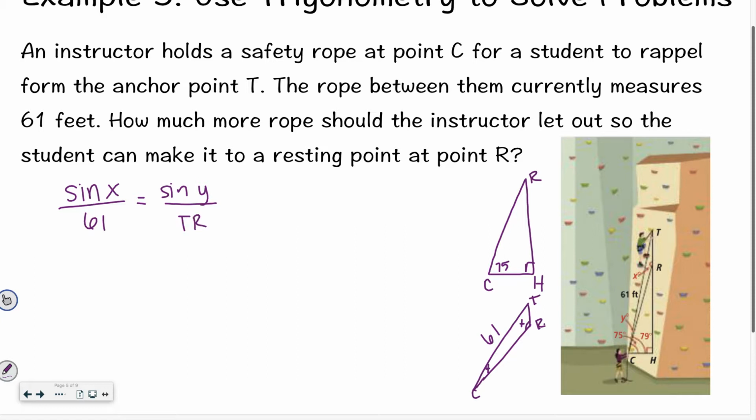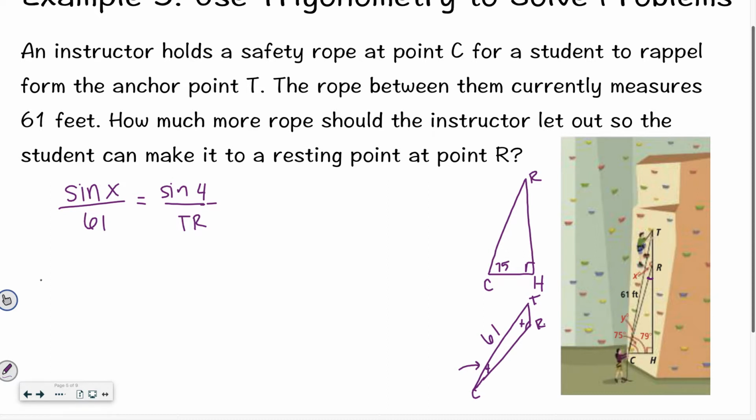Now, our Y value is actually something that we already solved for. So I'm going to replace that Y with 4. Okay. And then I just need to figure out what my X value is. If I look at my X value, I see it's part of a straight line. So that means it's supplementary to whatever angle is right there. And I can figure out what that angle is by saying 180 minus 90 minus 75.